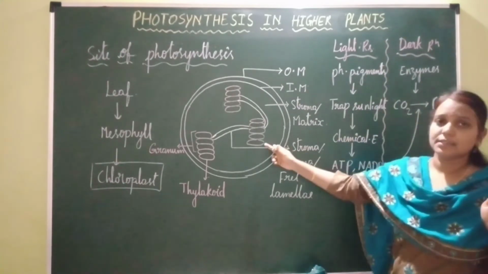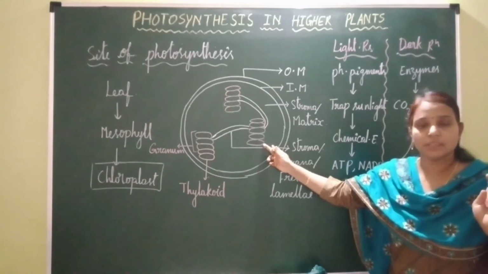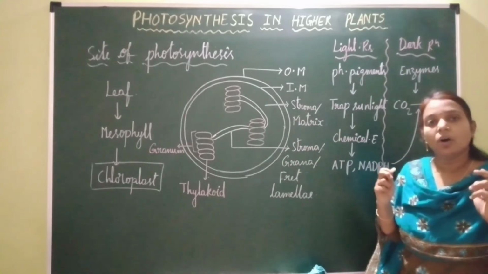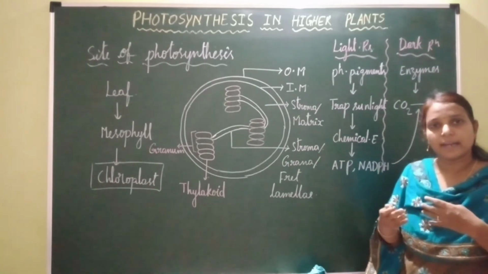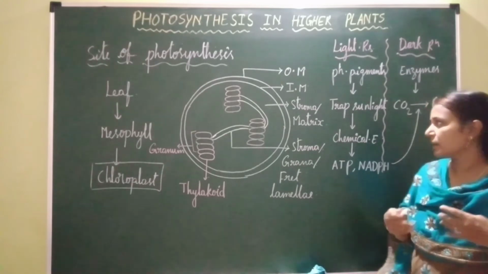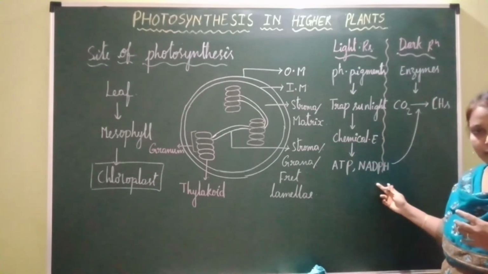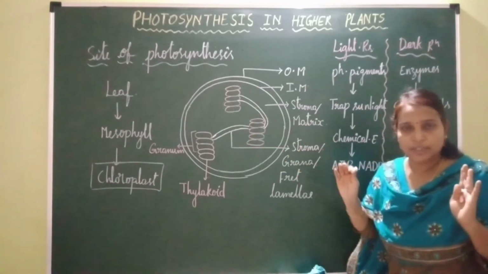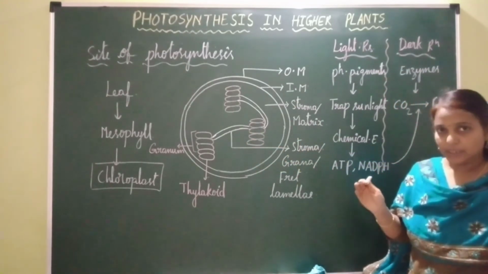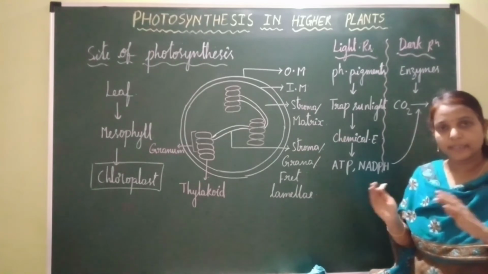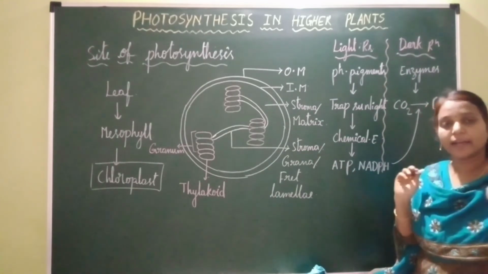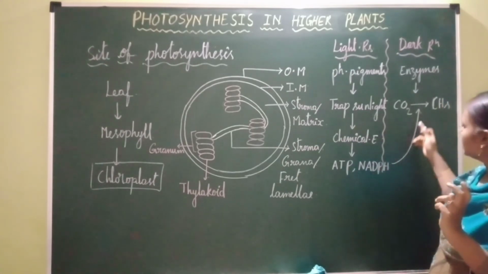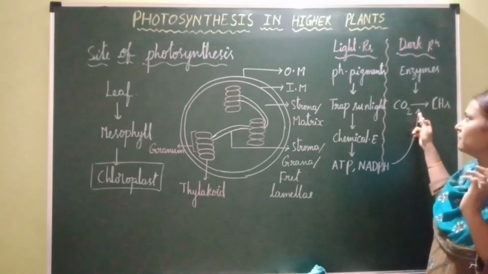So the light reaction occurs inside the thylakoid membrane because inside the thylakoid membrane photosynthetic pigments are present. They trap or absorb sunlight and convert that radiant form of energy into chemical form of energy, that is in the form of ATP and NADPH, whereas dark reactions occur inside the stroma, which consists of enzymes required for the reduction of carbon dioxide into carbohydrate. How does it reduce? By utilizing the energy which is synthesized during the light phase.